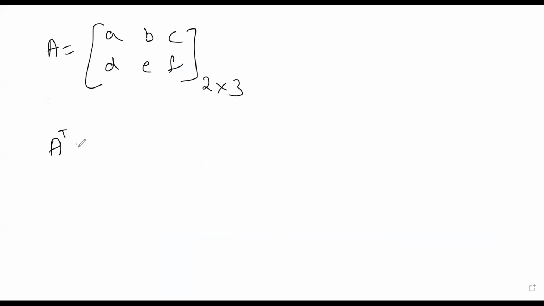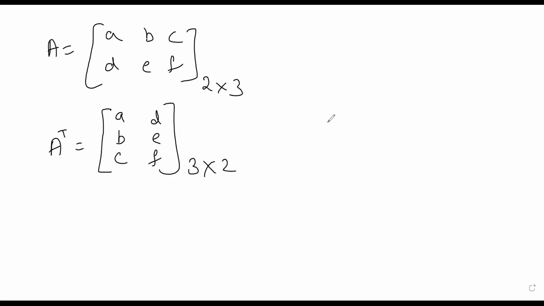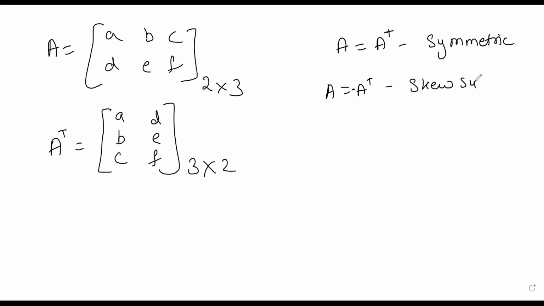A transpose is when I convert the rows into columns and columns into rows. तो वो ऐसे हो जाएंगे a, d, b, e, c, f. Now this is in the order 3 by 2. This is called transpose. We know very well that if A is equal to A transpose, then it is a symmetric matrix, and if A is equal to minus A transpose, then it is skew symmetric.